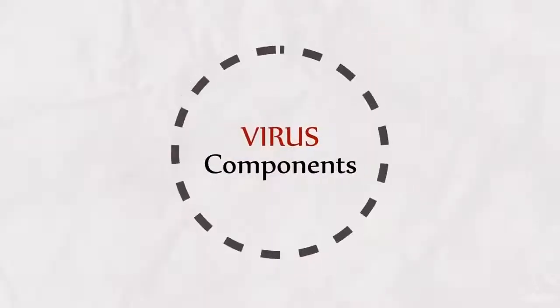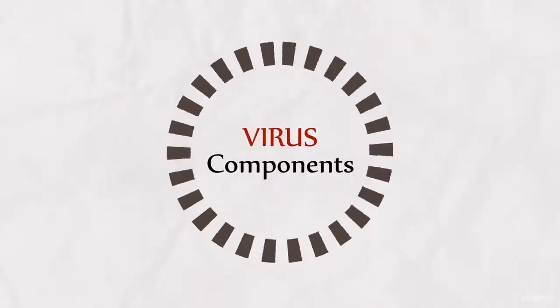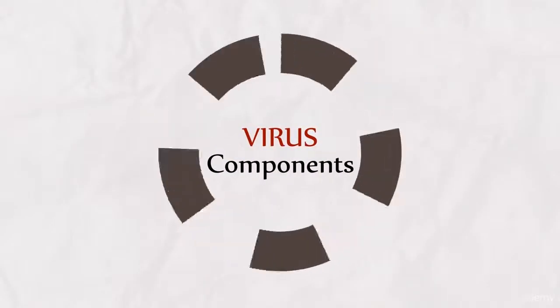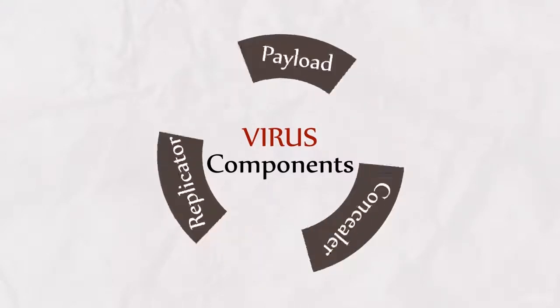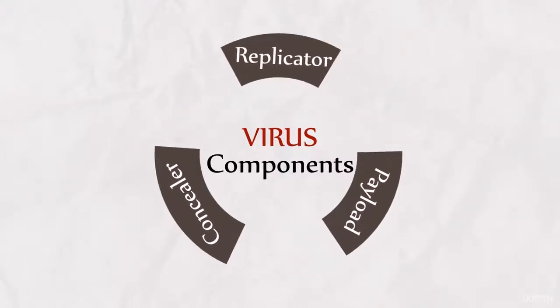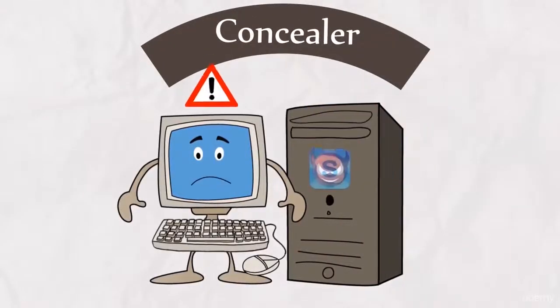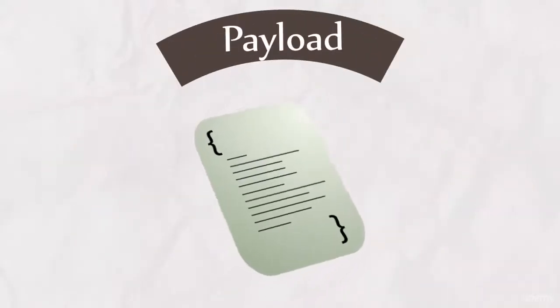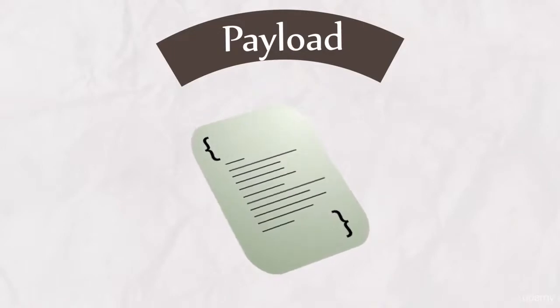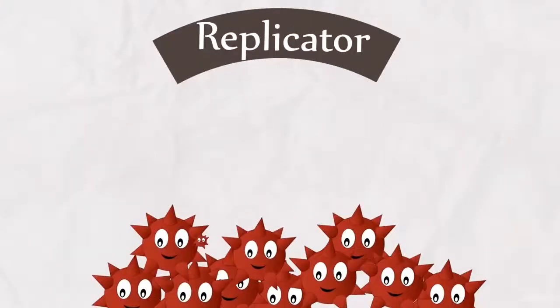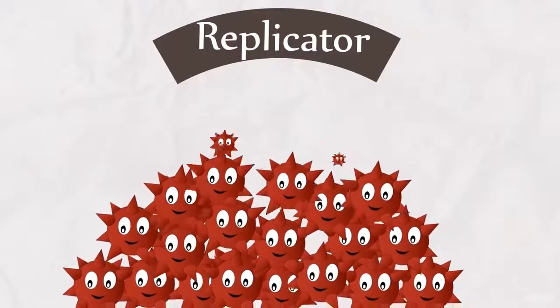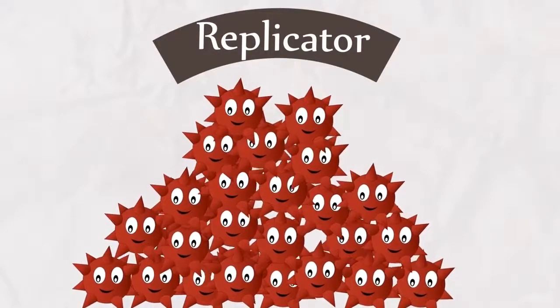Components of virus. Virus comprises the following components, namely, concealer, payload, and replicator. As the name suggests, the concealer helps in anti-detection by concealing itself to look like a benign application. The payload is the actual mal code holding the executable instructions, and the final component, the replicator, is the one which helps the virus to craft duplicate copies of itself.